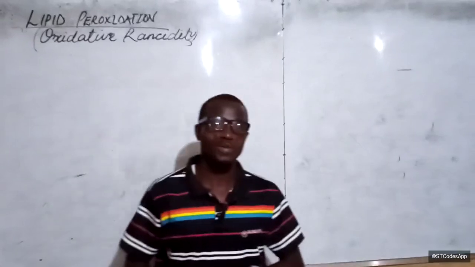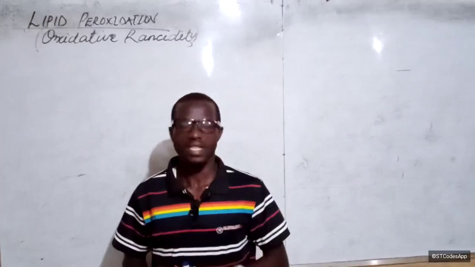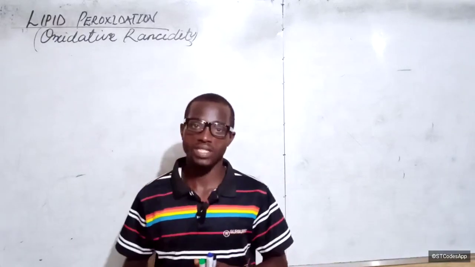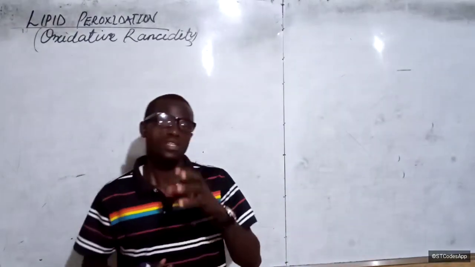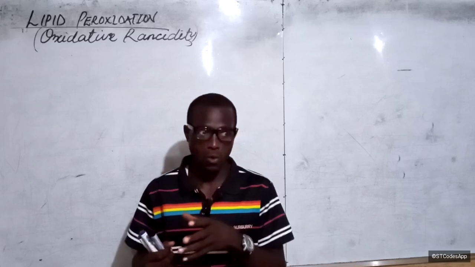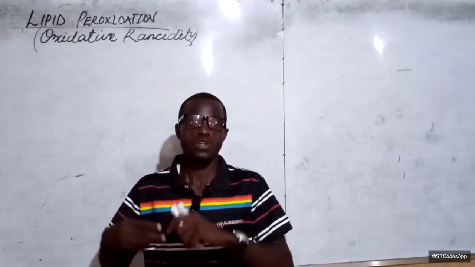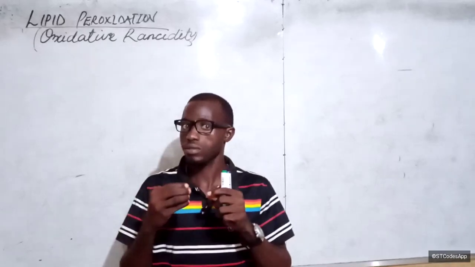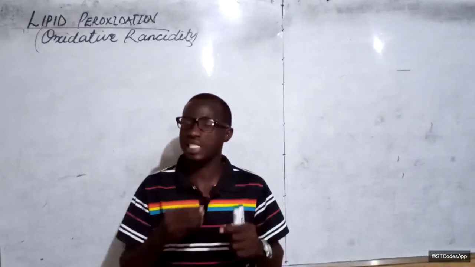In this video, we are going to be talking about lipid peroxidation or oxidative rancidity. That is the second name, or the common name you might have heard, rancidity. Now you should know that rancidity occurs with substances that have fatty acids, generally called fats and oils. So oily foods, or any food that contains fatty acids, are susceptible to spoilage known as rancidity.